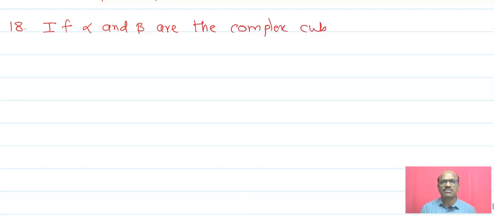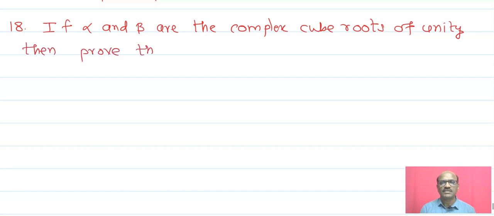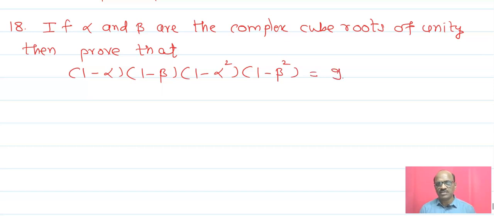Now next is question number 18. If alpha and beta are the complex cube roots of unity, then prove that 1 minus alpha, 1 minus beta, 1 minus alpha square into 1 minus beta square, that equals 9.